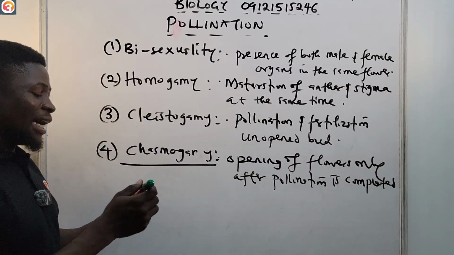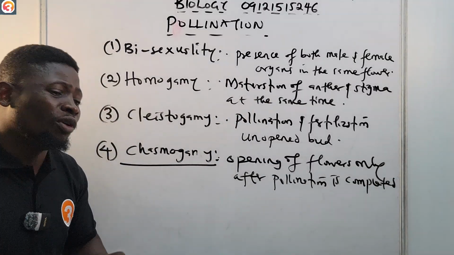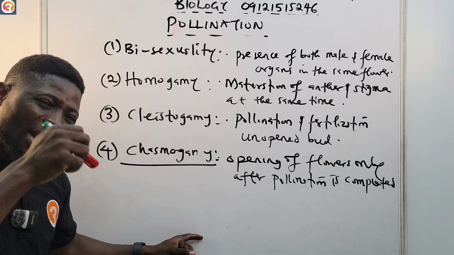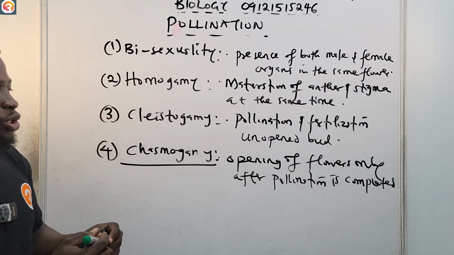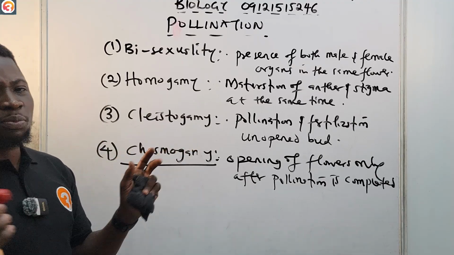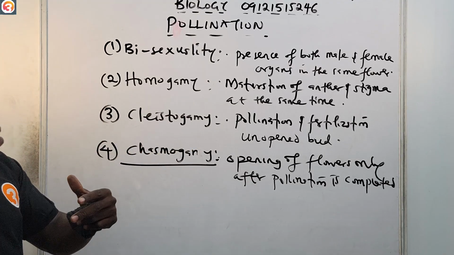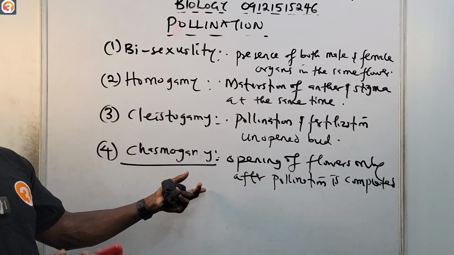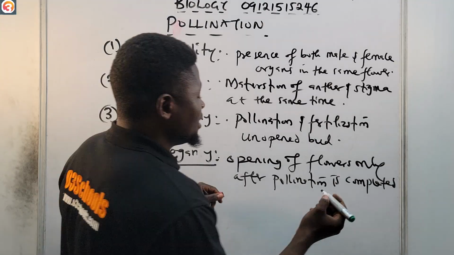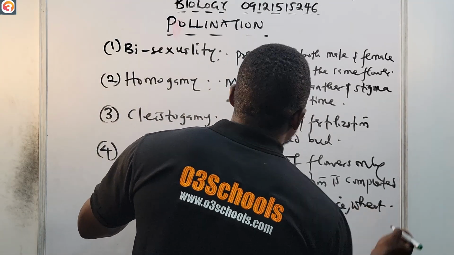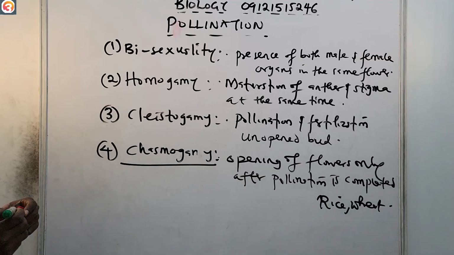It means the flower will not open for cross-pollination to occur. It will only open when the pollination is complete. So this completely discourages cross-pollination and encourages self-pollination. Examples of plants are rice, wheat, or even barley, and so on.